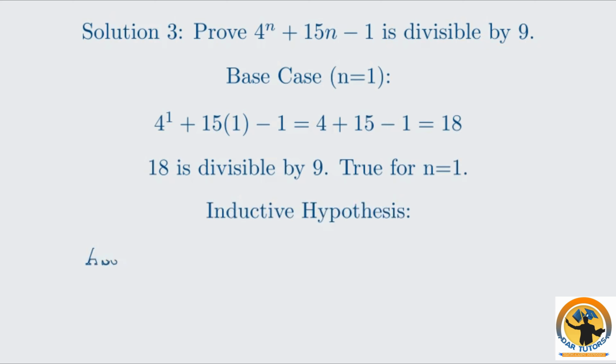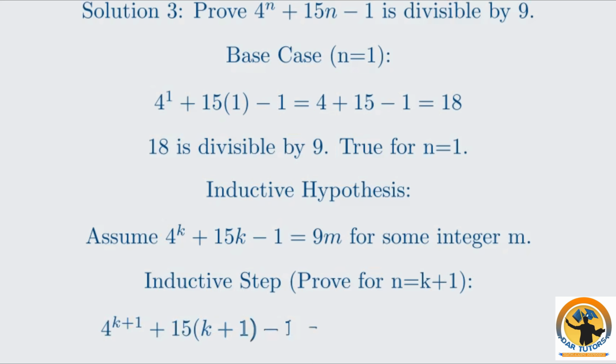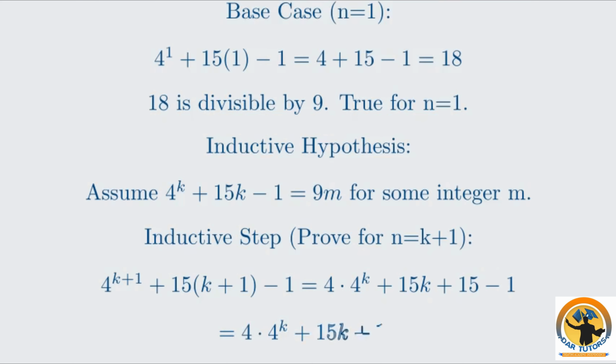Inductive hypothesis. Assume the statement is true for n equals k. That is, 4 to the k plus 15k minus 1 equals 9m for some integer m. Inductive step. We need to prove the statement for n equals k plus 1. We start with the expression for n equals k plus 1 and manipulate it to use our hypothesis.